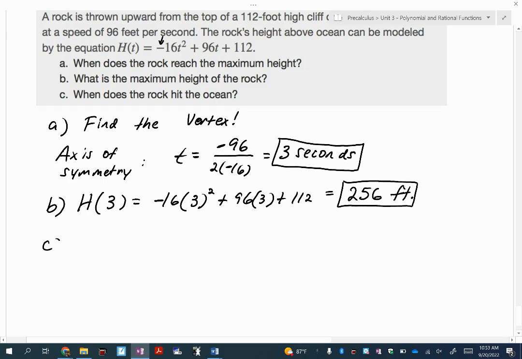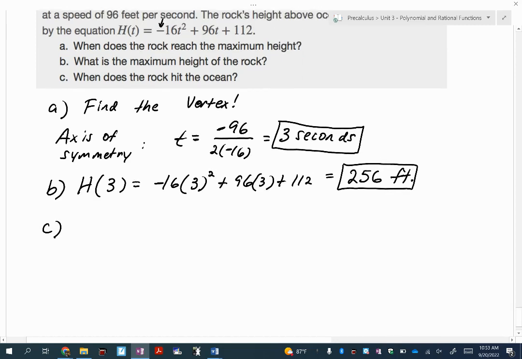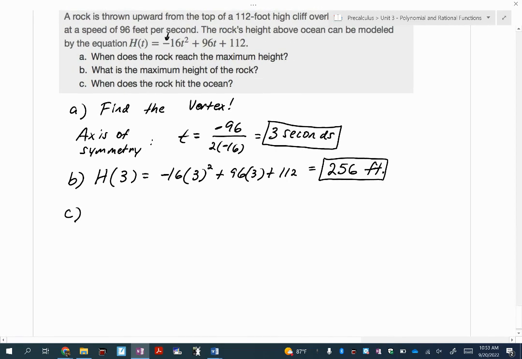Now, the last question says, when does the rock hit the ocean? So if it's hitting the ocean, the height of the rock is 0. And h of t is that height above the ocean where that rock is. So I'm going to replace that with 0 and solve for t, because if I find what values of t would make this 0, that would give me the time at which the rock is no longer above the ocean. It's in the ocean.